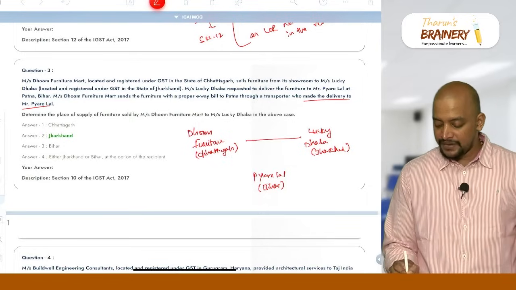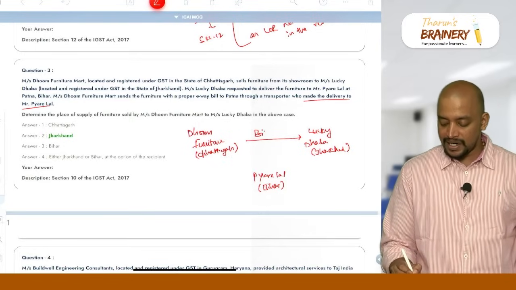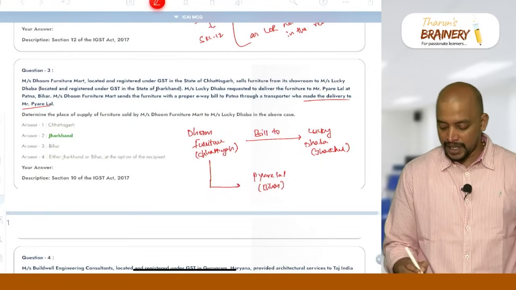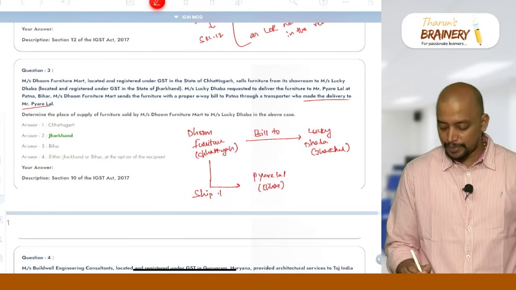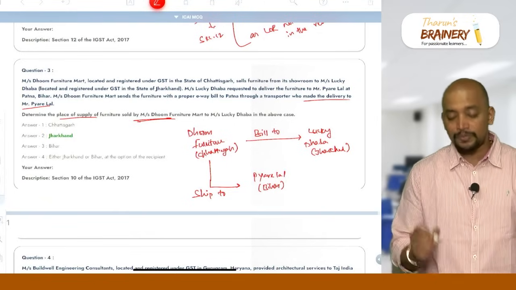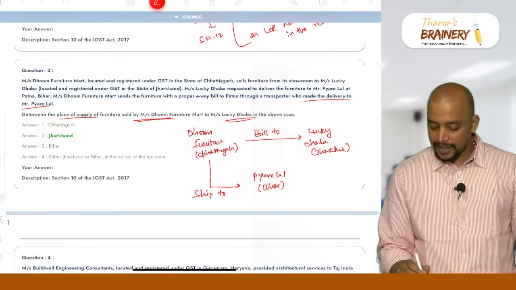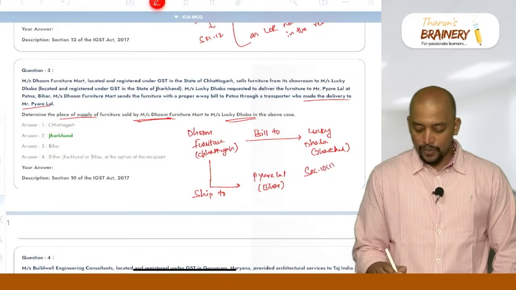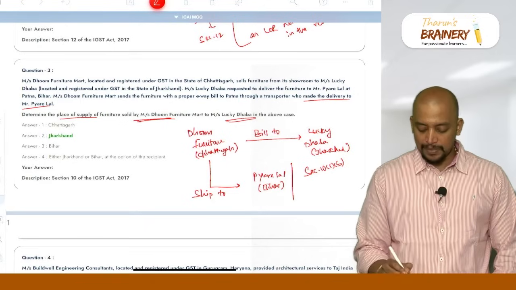Okay. Dhoom Furniture Mart sends the furniture with proper e-way to Patna through transporter who made the delivery to Pyare Lal, which means Dhoom Furniture will raise bill to Lucky Dhaba Jharkhand, and they are doing ship to Pyare Lal Bihar. Determine the place of supply of furniture sold by Dhoom Furniture to Lucky Dhaba.